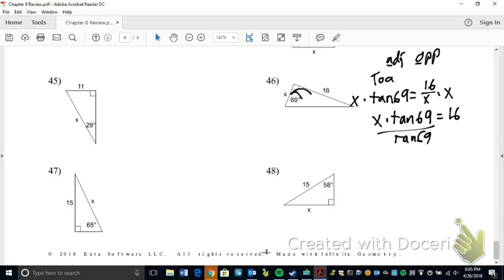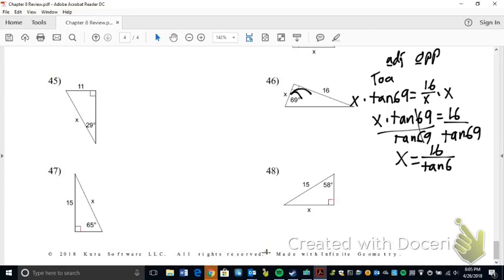Now I know a lot of you guys kind of go, what? I can't do that. But yes, you can. You can divide by the tangent of 69. It's just a ratio. It's just a number. And the tangent of 69 divided by the tangent of 69 is 1. So they cancel out. So then we have x equaling 16 divided by the tangent of 69.